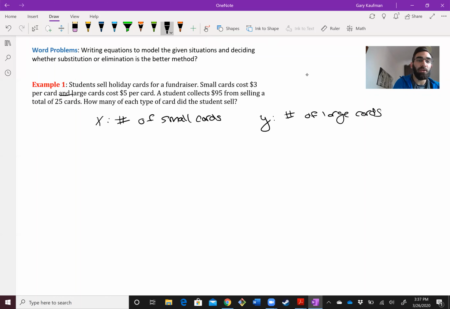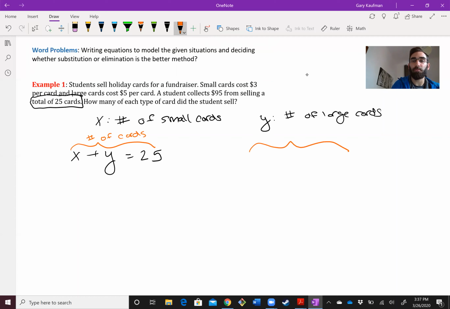Well, I see that we have a total of 25 cards. Well, total means add up. Okay, so x plus y equals 25. So this equation is therefore representing the number of cards. Well, that must mean the other equation must represent the money earned from them. Well, how much have I earned from small cards? Well, it's 3 per card. So 3x represents the money earned from small cards versus 5y, that represents the money earned from large cards. And by putting them together, I get the total of 95 raised.